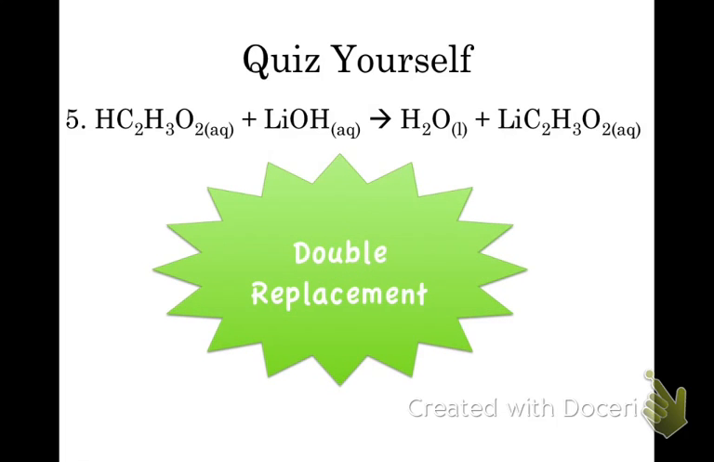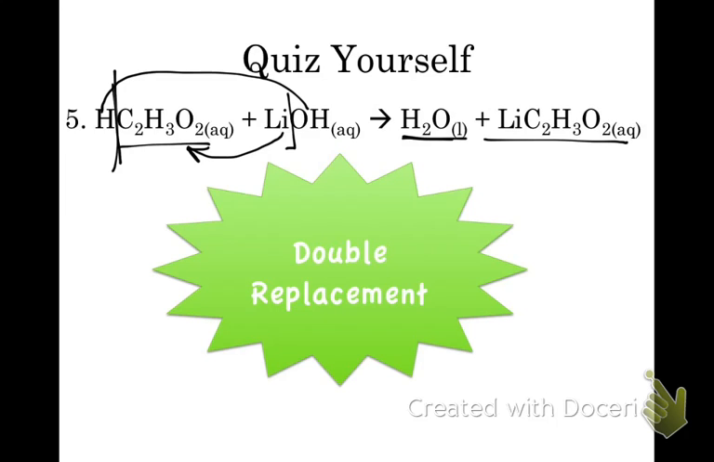This one is a double replacement reaction. We have acetate here combining with lithium, and then hydroxide combines with hydrogen to produce water. So we have two partners, each of which are switching.